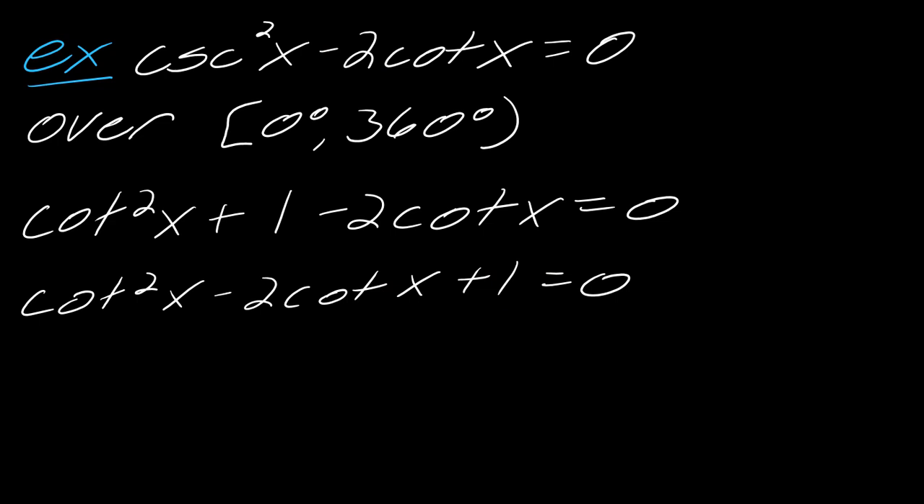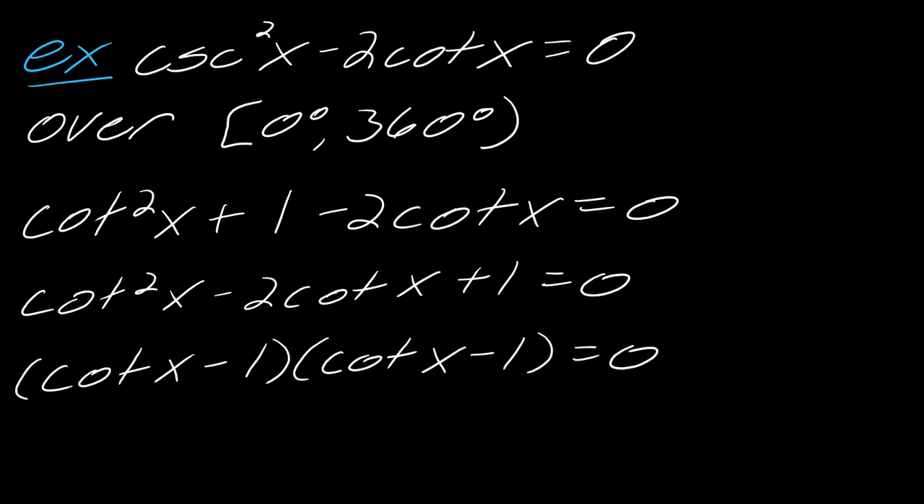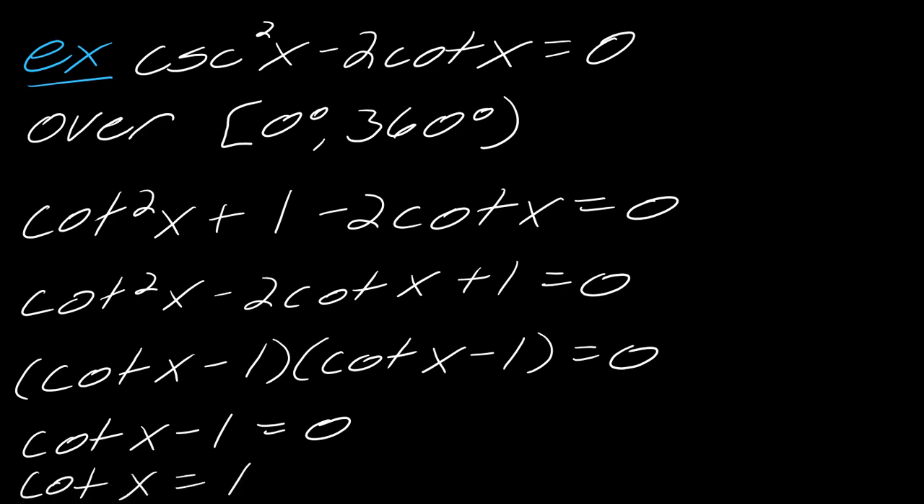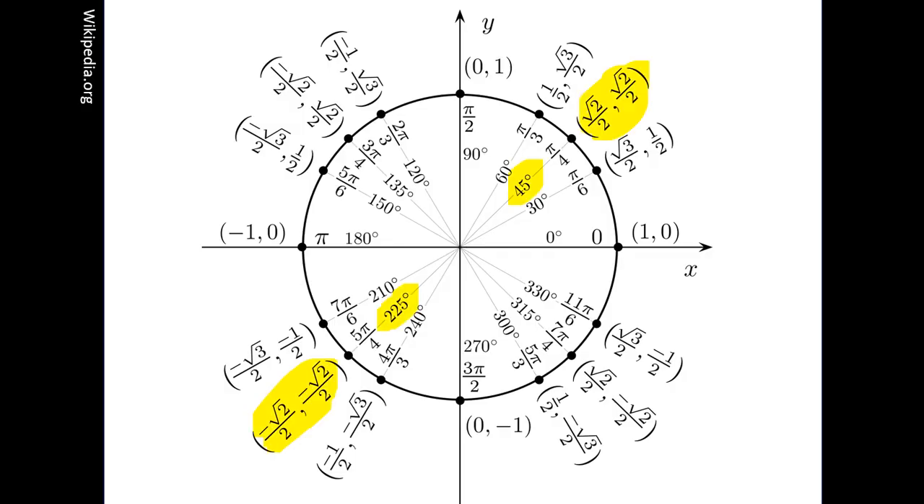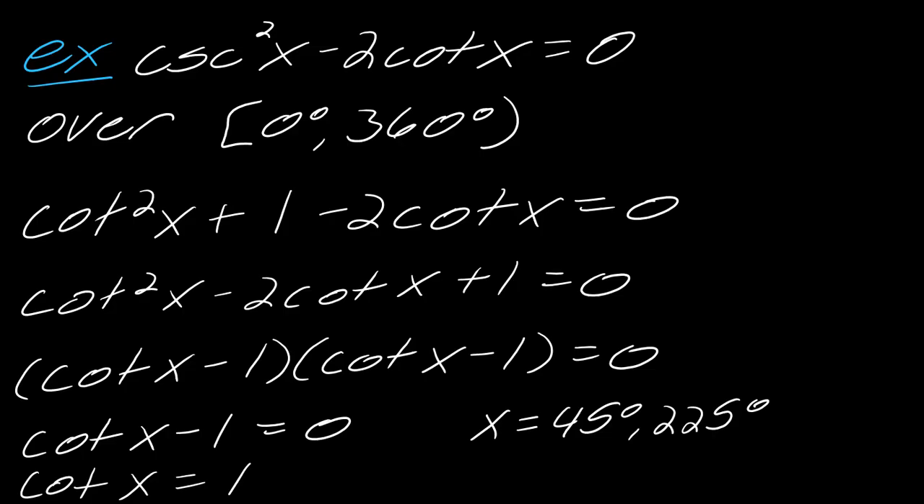So you can pause the video here and try to factor this if you want. So this will factor as cotangent x minus 1 times cotangent x minus 1, and then we just solve as usual. So we got over that one tricky part, and now the rest of this is just smooth sailing. So now I just have to figure out where cotangent of x equals 1, and so I can refer to the unit circle. So that's going to happen at 45 degrees and 225 degrees, and so those are going to be my two solutions in this case.